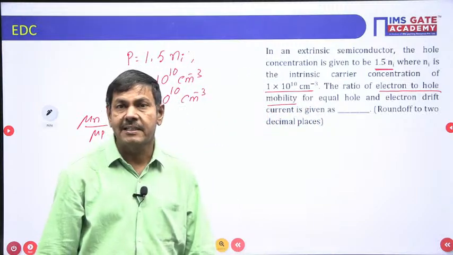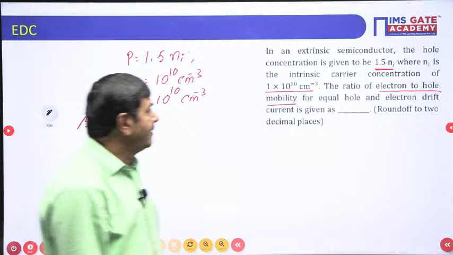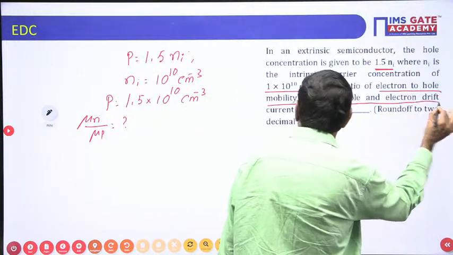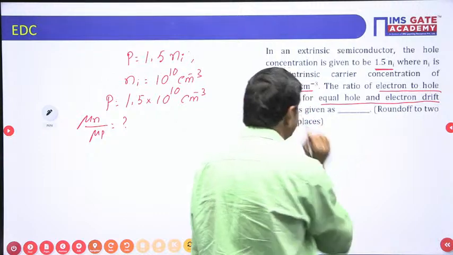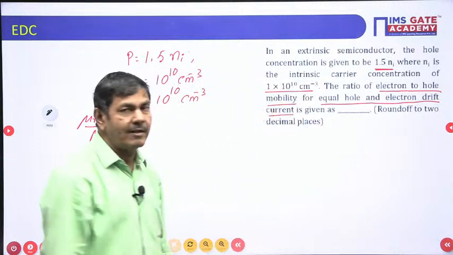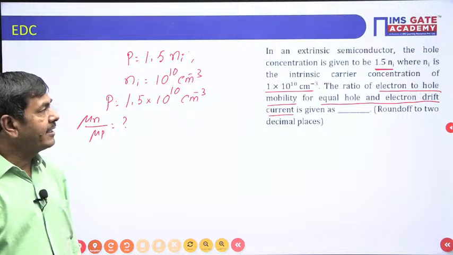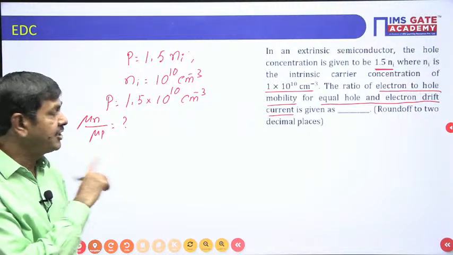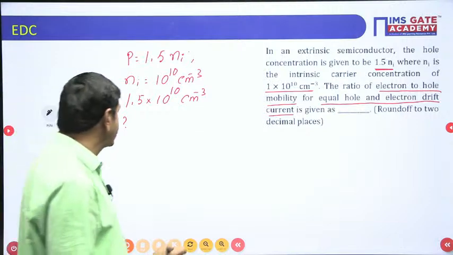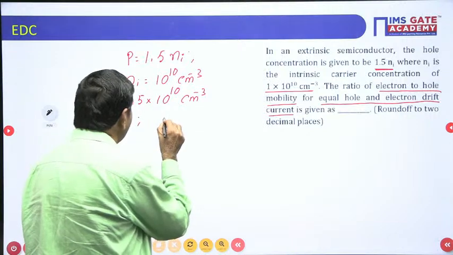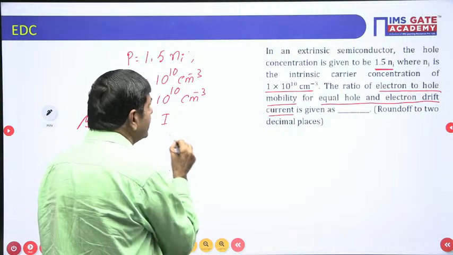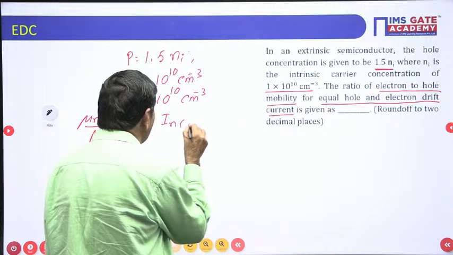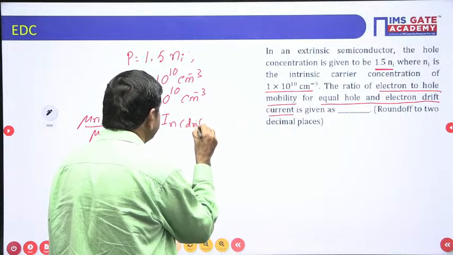At what condition do we need to calculate this value? For equal hole and electron drift current. At this condition I want it. That means the electron drift current and hole drift current are equal, and I want this ratio. Here we have the current due to electrons and the current due to holes, that is due to drift.